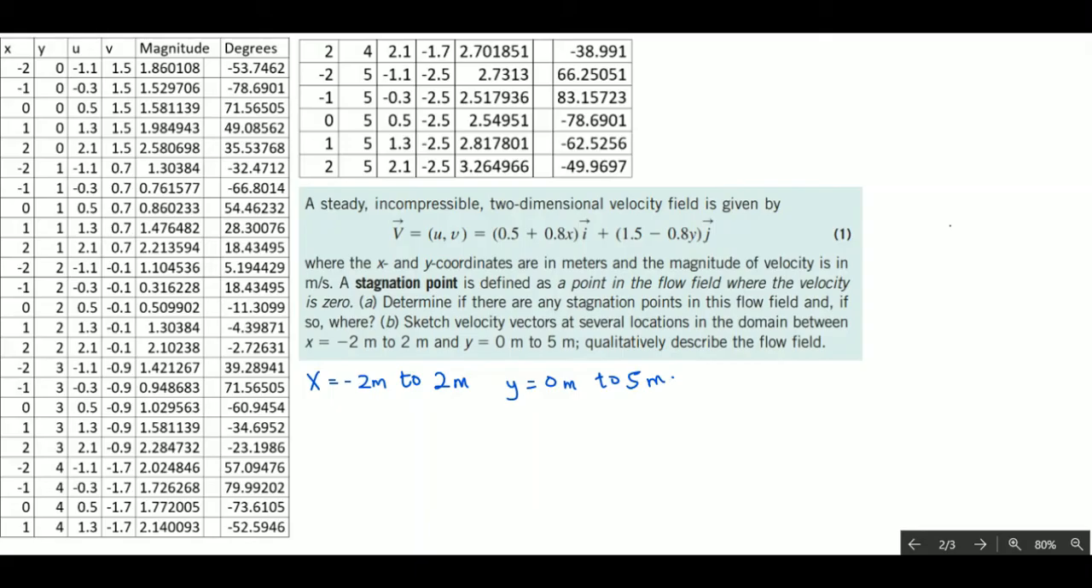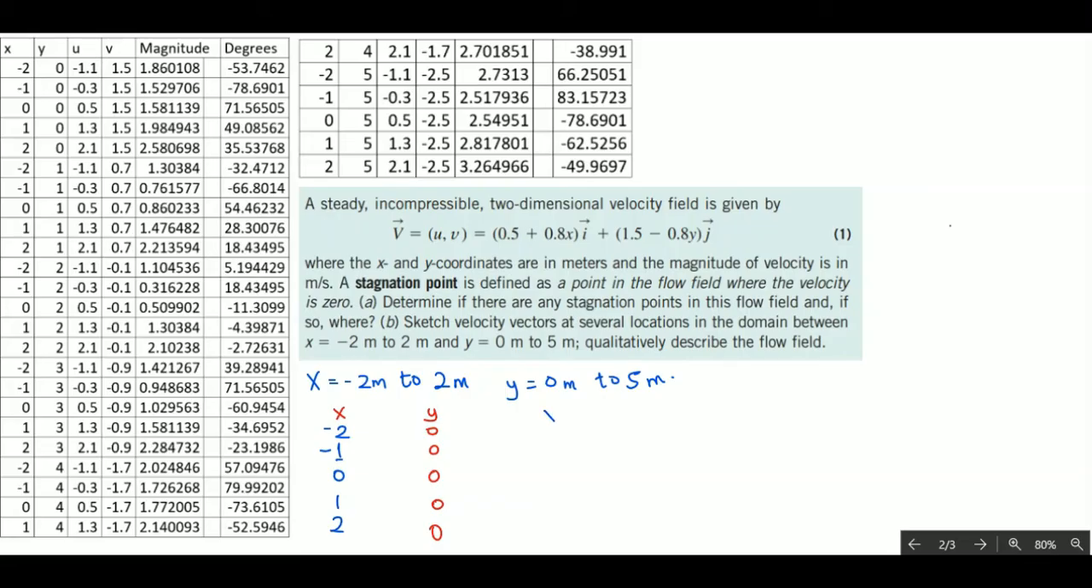So I will consider x values from -2 to 2. So you're going to have -2, -1, 0, 1, and 2. Then for the y values, I'll consider 0 for each. So you see the combination that we have: when x is -2, y is 0; x is -1, y is 0; x is 0, y is 0; x is 1, y is 0; x is 2, y is 0.